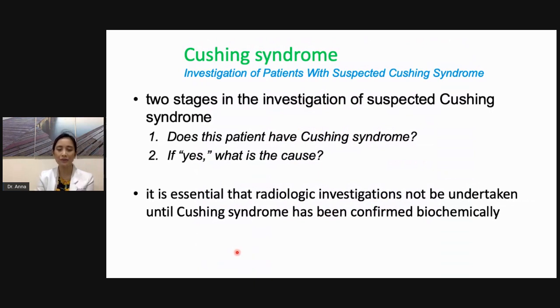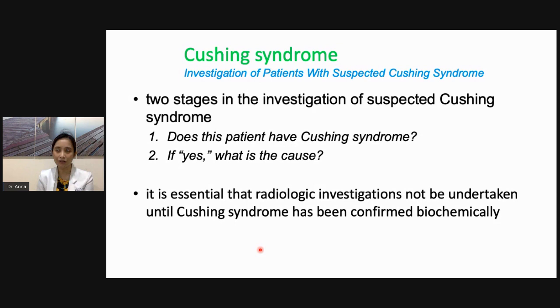So how do we investigate patients with Cushing syndrome? You have to ask two questions. First, you have to confirm, does this patient really have Cushing syndrome or not? Maybe this is just pseudo Cushing syndrome. If yes, we now proceed to find the cause. No? So again, first question you ask, does this patient have Cushing's? Next is, what is the cause? It is essential to determine this in order to guide radiologic investigation.